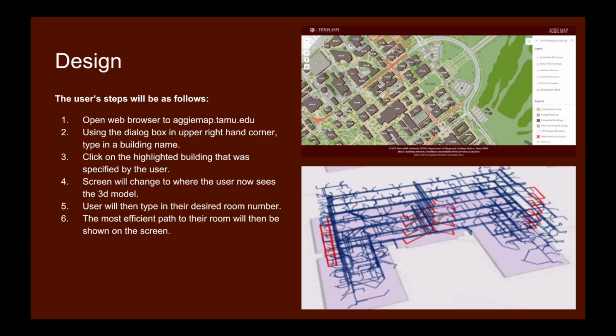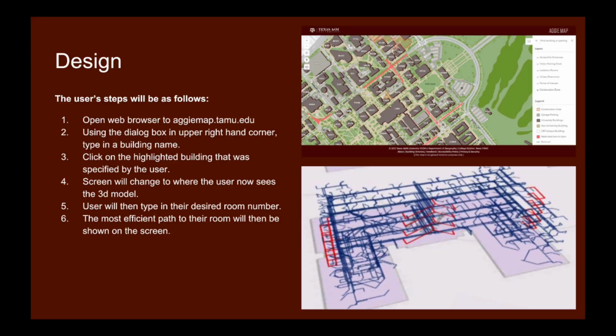The design of the project will incorporate 2 screens. The first screen will be the already existing Aggie map, and the second screen will be the 3D model of the building. And the basic steps the user will follow will be opening up the Aggie map, using the dialog box and typing in the building name, and then once the building is highlighted, they'll be able to click on the building. The screen will transition to the 3D model.